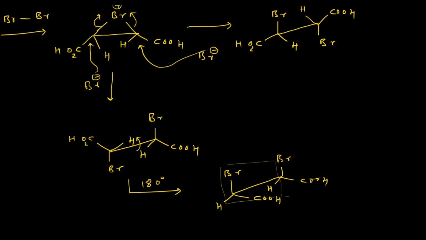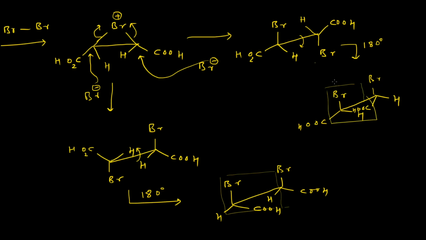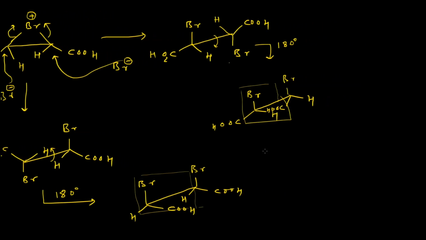In the same way, we can check for this product also. So simply rotate this molecule around this bond by 180 degrees. So here also you can see that it is a meso compound due to the presence of the sigma plane. So if we draw these molecules in the Fischer projection formula, then it will look like this.